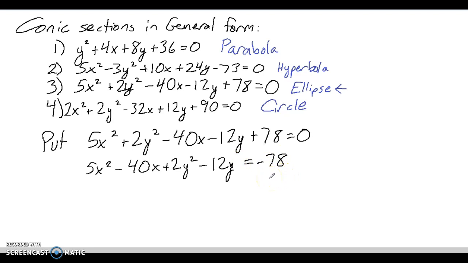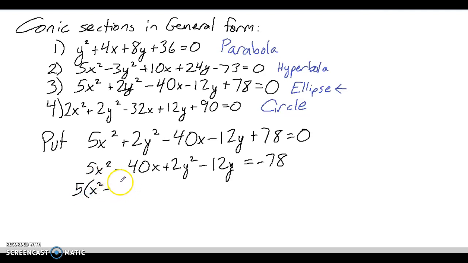When we try to complete the square, we need the coefficient of any quadratic term to be 1. But I cannot divide by 5, because if I divide everything by 5, this coefficient is 2/5. If I try to divide by 2, this coefficient is 5/2. I will not get them both to be 1 by doing division. So instead, we're going to factor the coefficient out. So I'm going to factor a 5 out of the x terms.